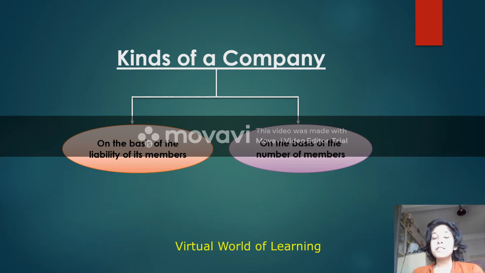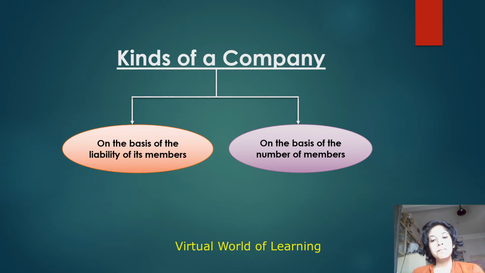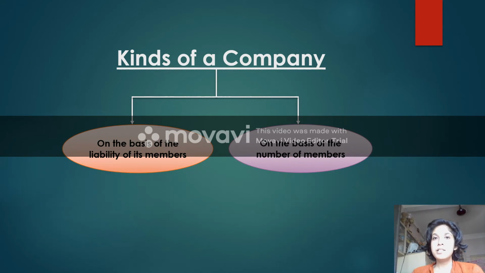And on the basis of number of members, as you all know, there can be an unlimited number of members for a public company, and for a private company the number is limited. So we have to understand the different types under these categories also.